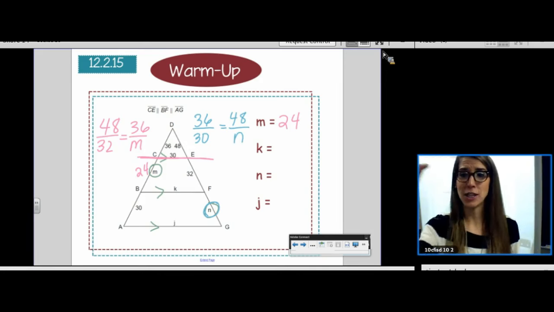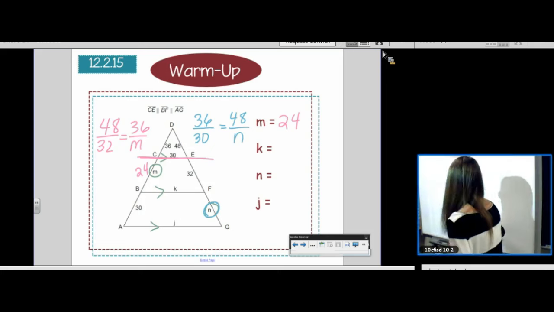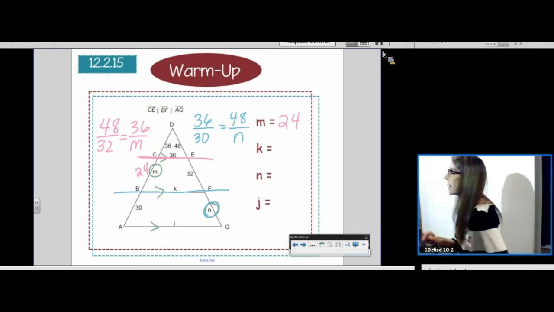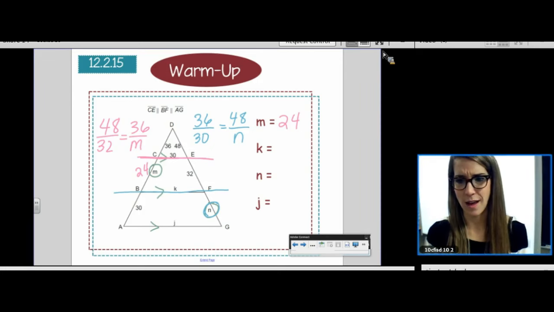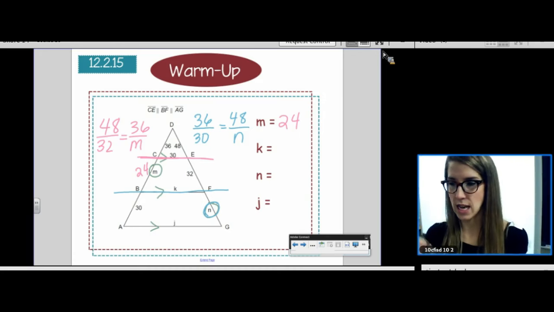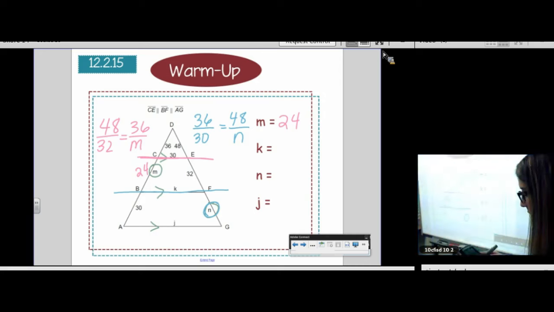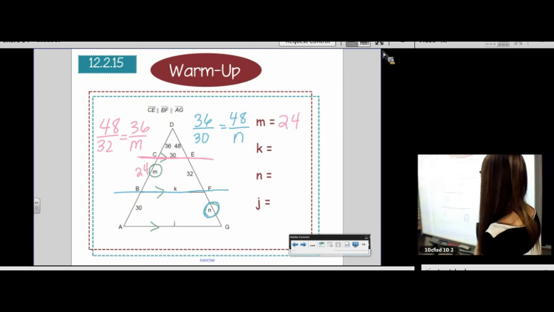I'm allowed to use those chunks. I'm allowed to skip that middle chunk because I know that these lines divide up my triangle proportionally, only because they're parallel. If they weren't parallel, I couldn't do that. 36 is to 30 as 48 is to N. I hope you can see where I got those. 30 times 48 divided by 36, 40. N is 40.